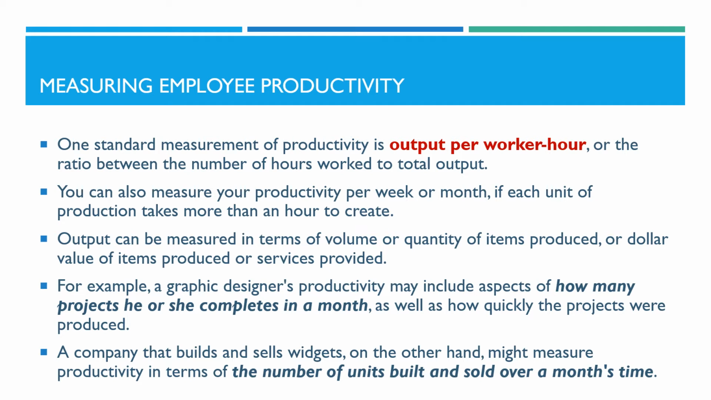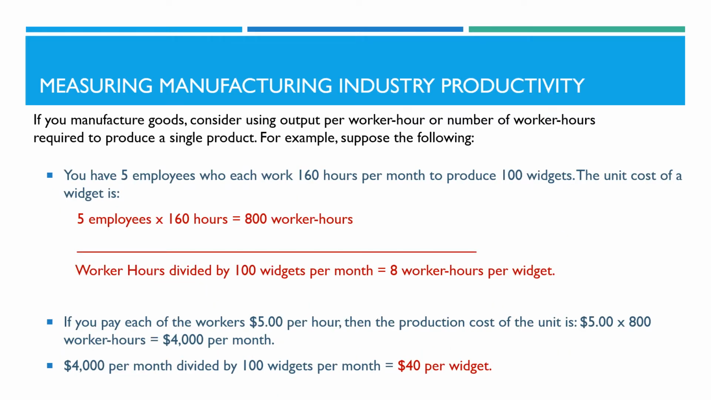For example, a graphic designer's productivity may include aspects of how many projects he or she completes in a month, as well as how quickly the projects were produced. A company that builds and sells widgets, on the other hand, might measure productivity in terms of the number of units built and sold over a month's time. If you manufacture goods, consider using output per worker hour or number of worker hours required to produce a single product.